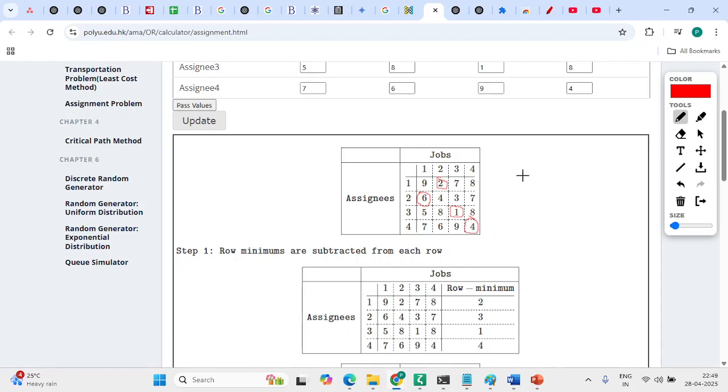So now we will do the total calculation. How much money are we going to spend? So 2 plus 6 plus 1 plus 4, which is equal to 2 plus 6, 8, plus 1, 9, plus 4, 13. So 13 is the total cost by the Hungarian method.